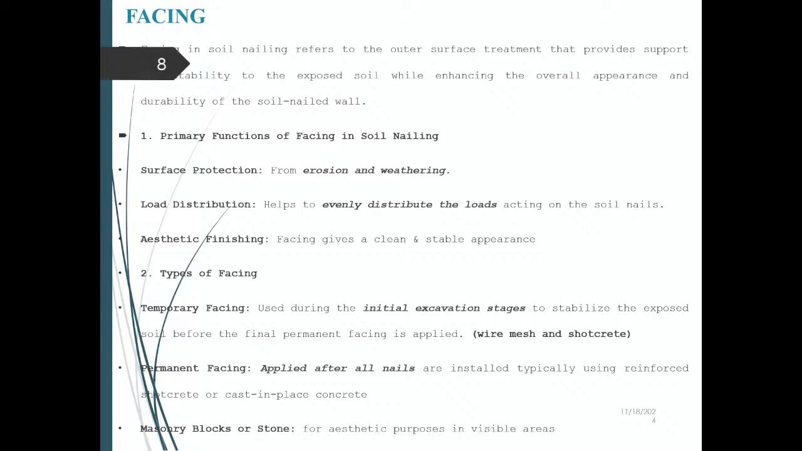Now we have the function of facing, why the facing is required. Sometimes people may ask that we have a rod to reinforce the soil mass, so what is the use of facing? Facing normally helps us to provide the overall stability first of all. Second, it helps to stop the erosion and the weathering.